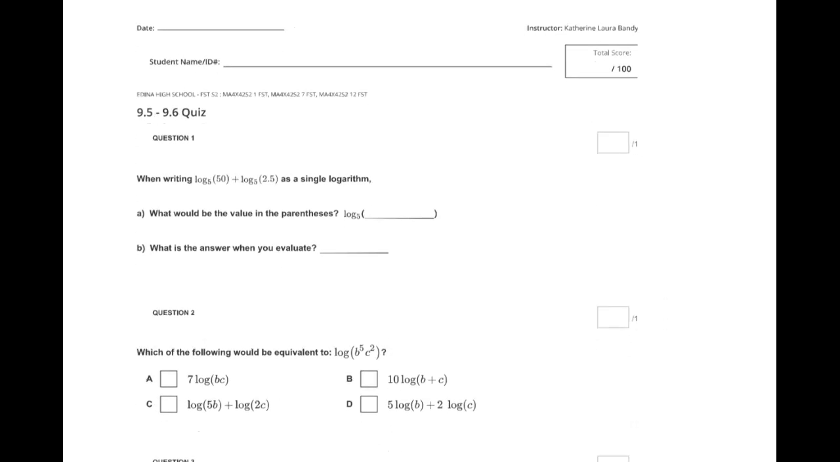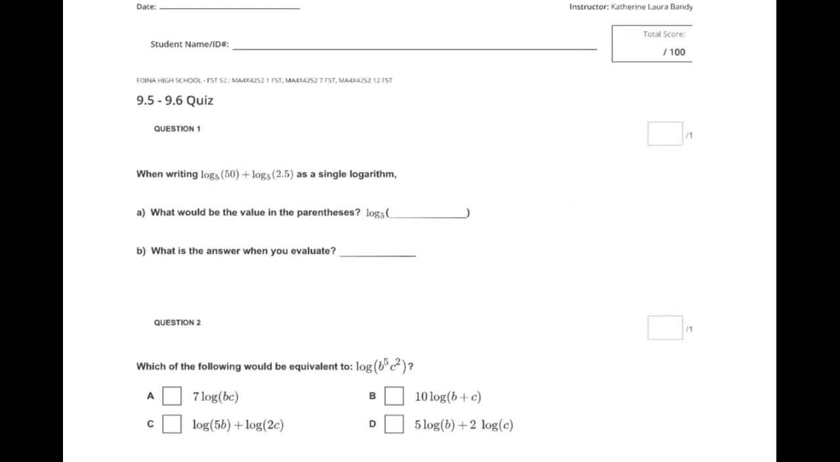Okay, I'm going to go through the 9.5 to 9.6 quiz just to clear up any issues. First of all, just know that your questions might have been in a different order because the quiz is set up that way. So first, for this version's question 1, we're going to write as a single logarithm.